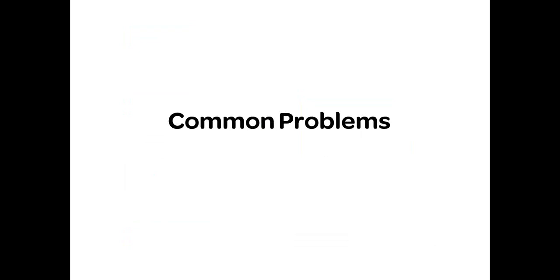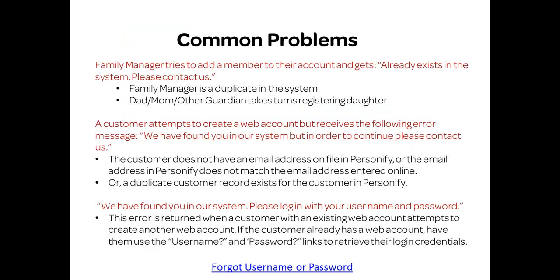Okay, some other problems that somebody might have along the way. When a family manager tries to add a member to their account and gets the message they already exist in the system, please contact us. This is the case that Kay was saying earlier, that a guardian might have a hyphenated name and uses different names when they register. They may have become unlinked from their family member. Or if you have multiple guardians registering a girl on various years, then a girl may get linked to the other guardian, and then you're going to get this error message.